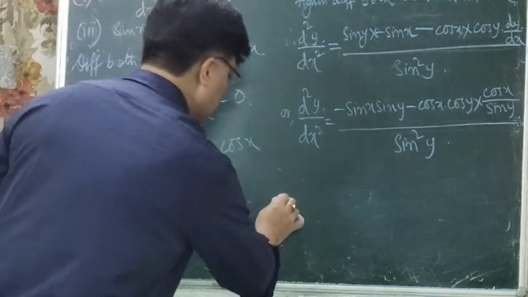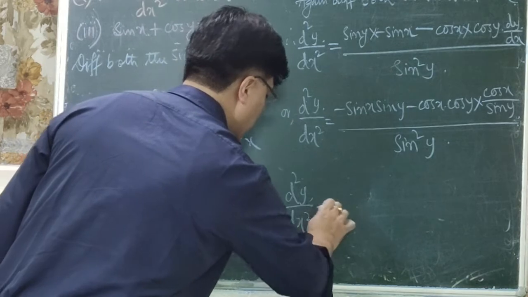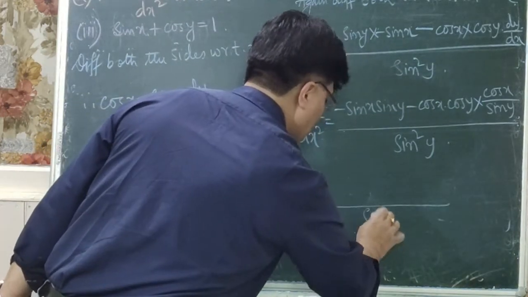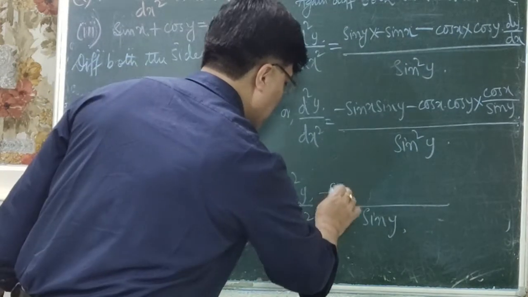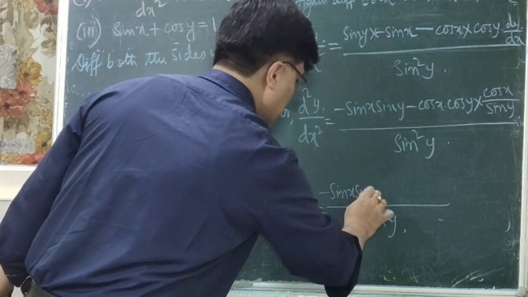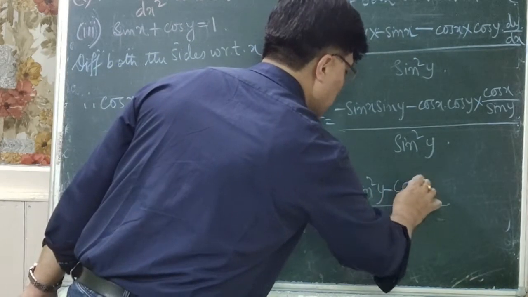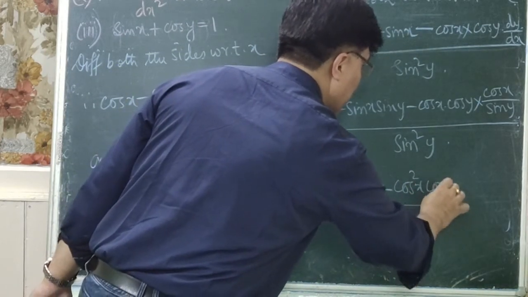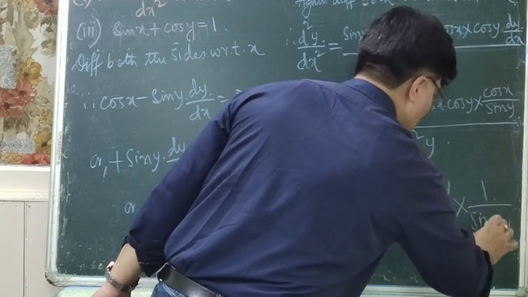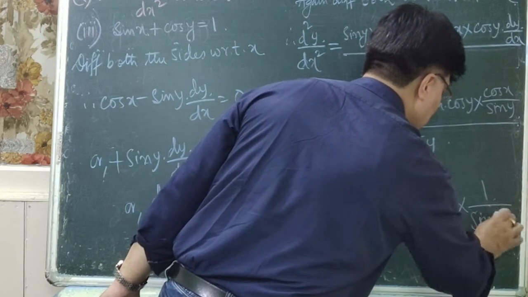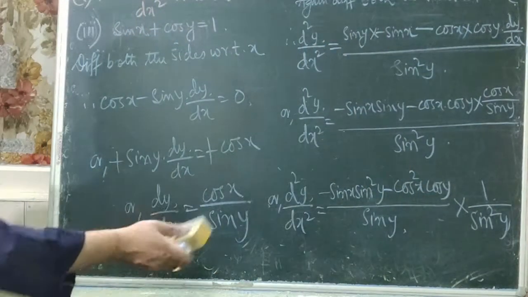Now let us take the LCM. So d2y by dx square is equal to, what's the LCM here? Sin y is the LCM. So sin y into sin y minus sin x sin square y minus cos x into cos x, cos square x into cos y, into 1 by sin square y is there, right? There is 1 by sin square y.